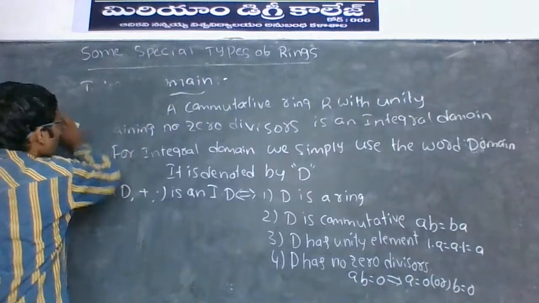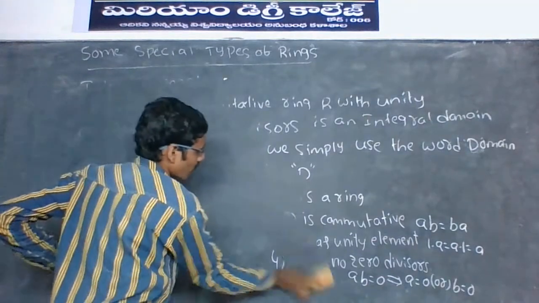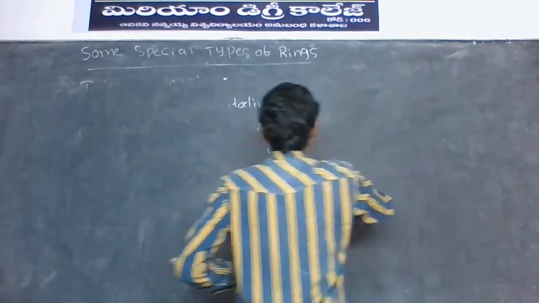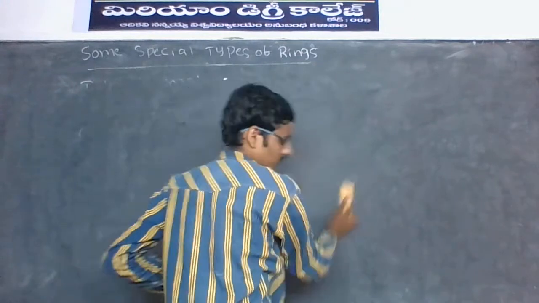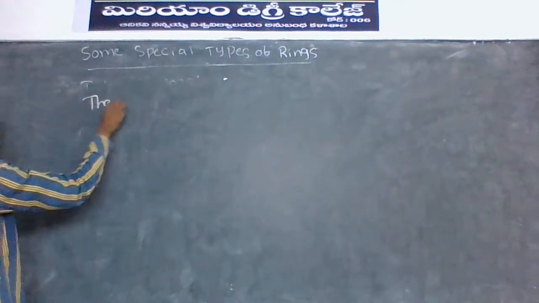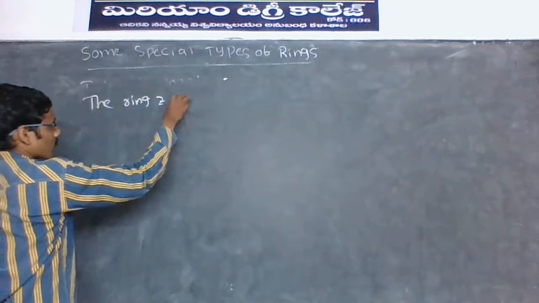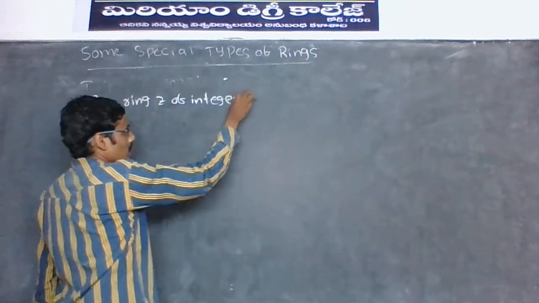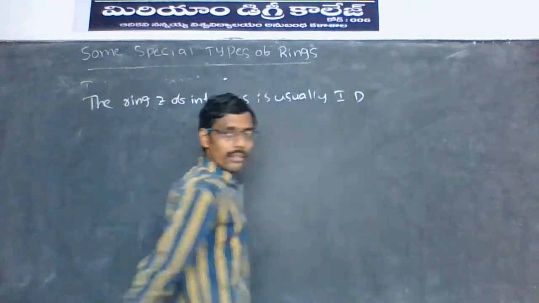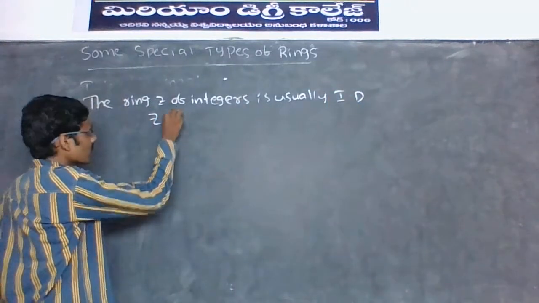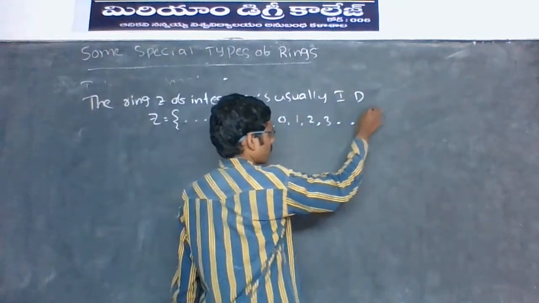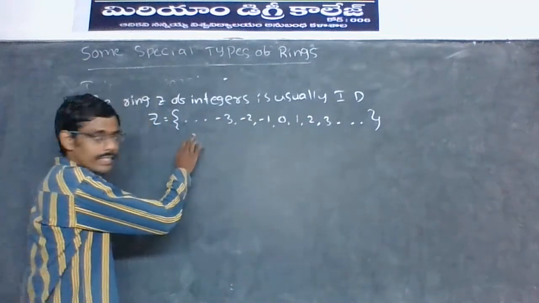Next, example of integral domain. The ring Z of integers is an integral domain. The set Z is equal to {..., -3, -2, -1, 0, 1, 2, 3, ...}. This is the set of integers.